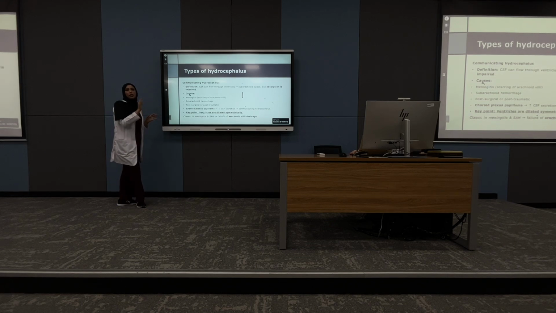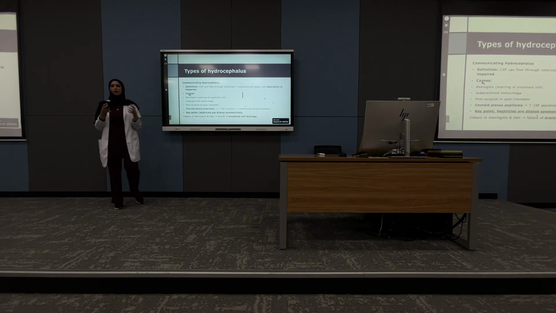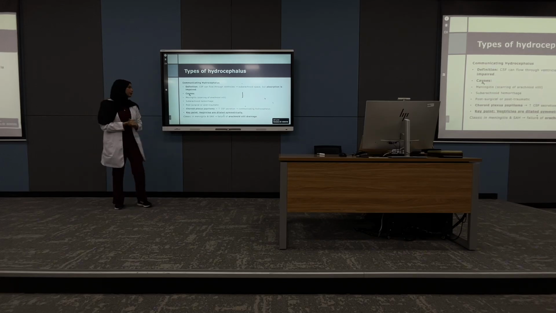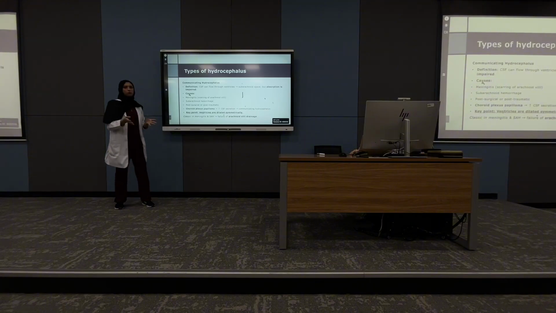What are the causes? Usually meningitis. Meningitis will cause scarring and adhesion to the arachnoid villi. Also subarachnoid hemorrhage, the blood will make the arachnoid villi function harder. And then we have post-surgical or post-traumatic causes.